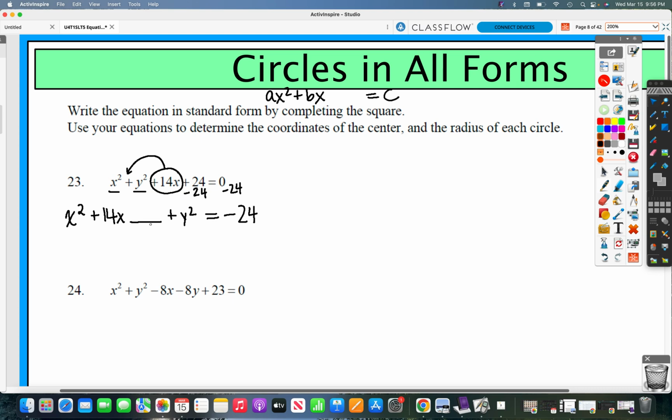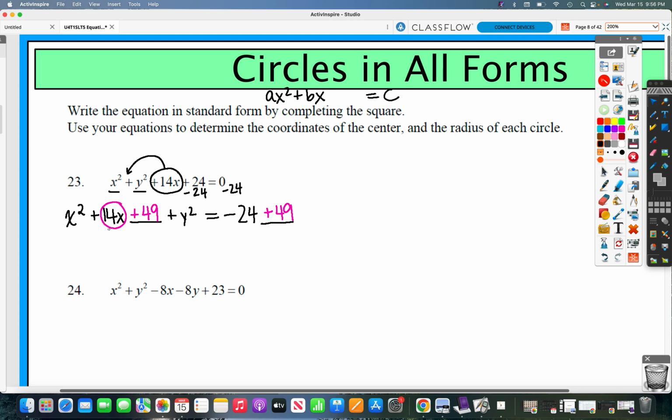Since I have one blank over here, remember, whatever I do to one side, I have to do to the other. So now, how am I going to complete the square? Well, I'm going to do half of 14. So half of 14, here's my 14. I'm going to do half of that and square it. So I'm going to put a plus 49 here. And remember, if I do it to one side, then I have to do it to the other side. So I'm going to add 49 to both sides of this equation because I completed the square on the left side with the x terms.